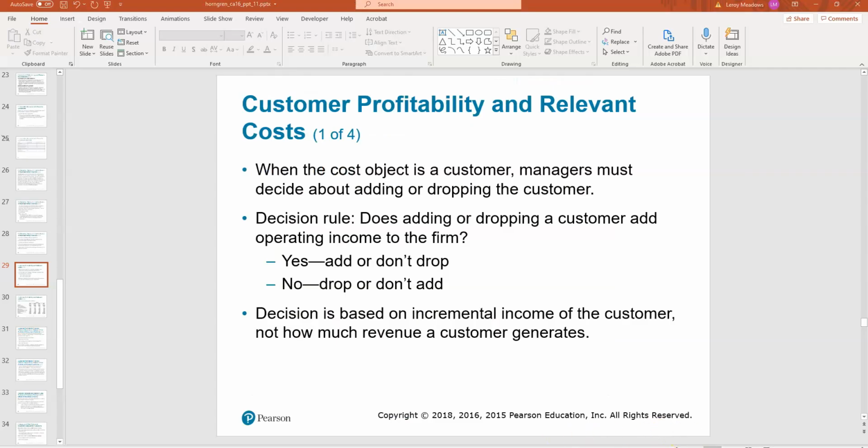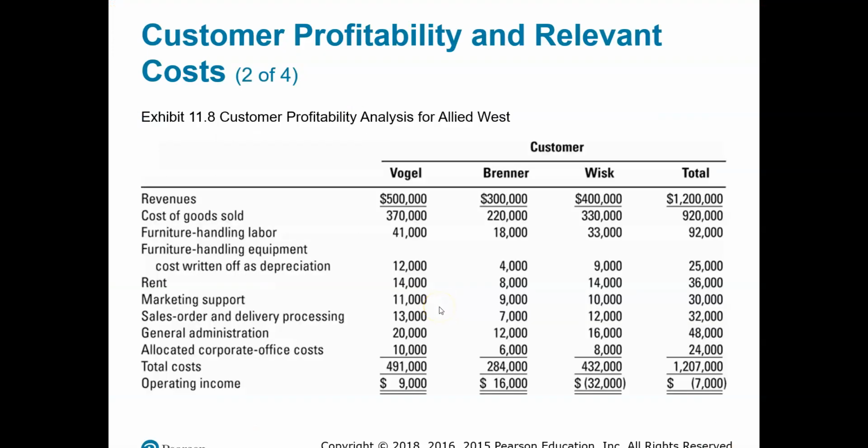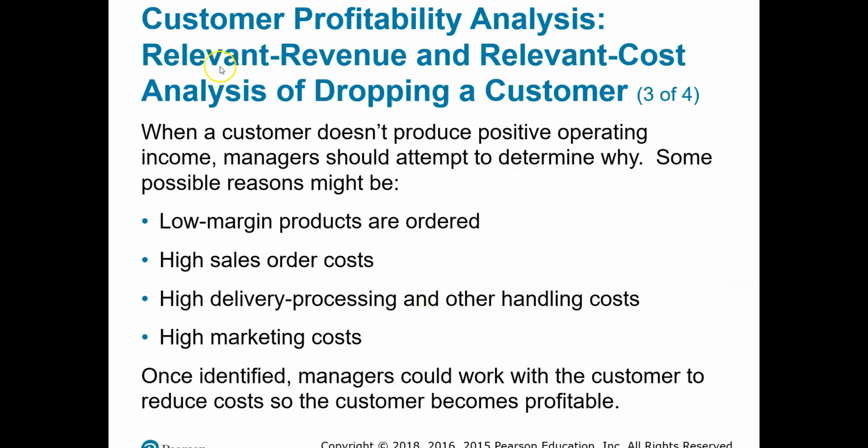And that's what we need to do in the decision-making process when adding or dropping customers. So now, go back here, and we do the profitability analysis. Now, some other things we have to ask: when a customer doesn't produce positive operating income, why? Are they ordering all low-margin products? Are there high sales order costs? Are there high delivery processing and other costs? High marketing costs? Once we identify these, we can work with the customer to reduce these costs, maybe by getting them to place bigger orders or buy higher margin products, so that the customer themselves become profitable.